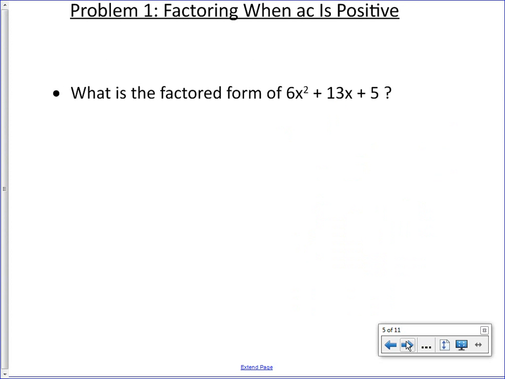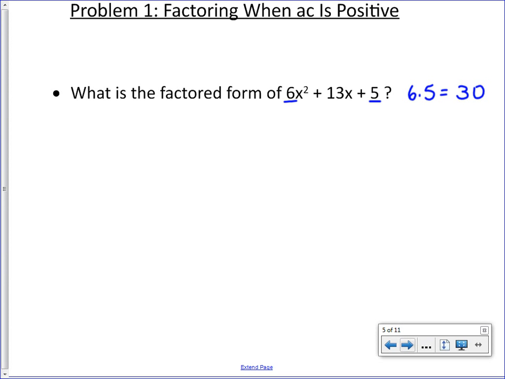All right, so let's do it again. And this time we'll talk through the steps as we do them. What is the factored form of 6x squared plus 13x plus 5? All right, the first thing that we want to do is identify our A and our C. A is 6, C is 5, and so we want to take A times C, which would be 6 times 5, which is 30.